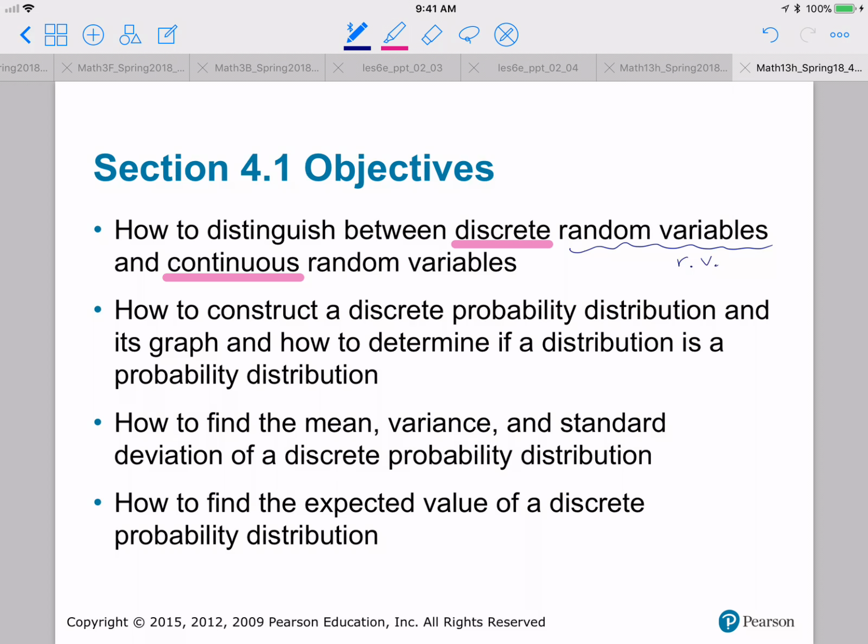Then the second one is constructing a probability distribution and its graph. Its graph is essentially a histogram. So we're going to learn how to construct a probability distribution. Okay. And then we're going to learn how to find the mean, variance, and standard deviation of a probability distribution. It's going to be very similar to the mean, variance, and standard deviation of grouped data. And the key for us is going to be to use technology.